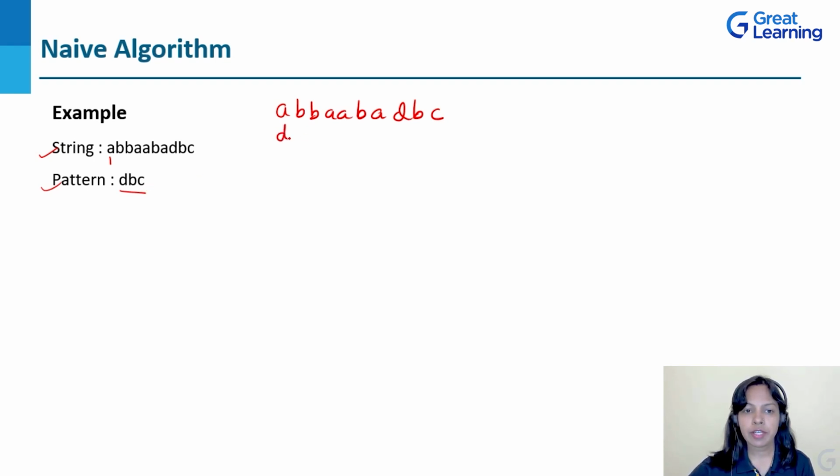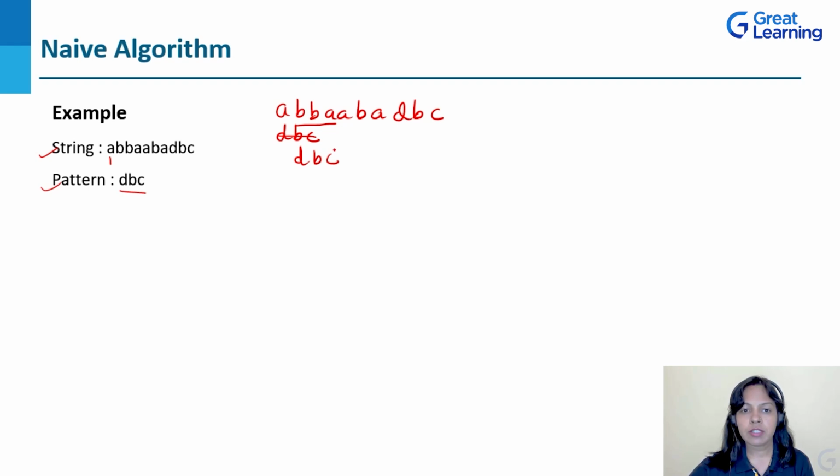So at the first index, writing D, B and C, is it matching? Is D matching with A? No. B is matching with B, C is not matching with C, meaning D, B, C is not matching with the first 3. It should match completely, not just one or 2 characters, but all the characters in the pattern should match completely with the characters in the string. Here it's not matching, so you now move the pattern to the next position. We started from the 0th index, and from the first position we go to the next one. Now this D, B, C will be matched with these 3. Is it matching? No, D is not matching with B.